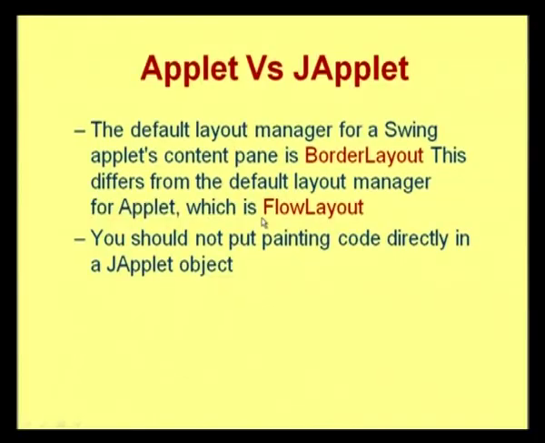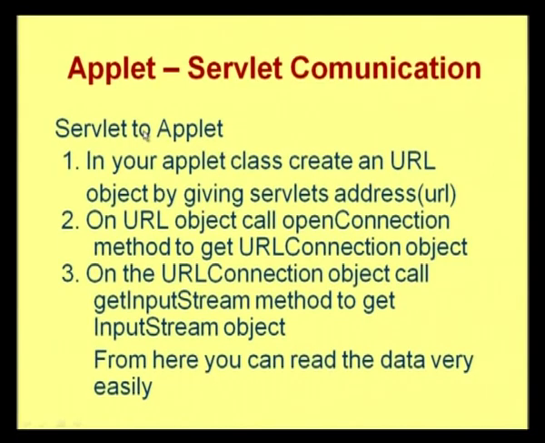Adding the component will have a parameter specifying which border, whether it should be added in north, south, east or west. I have to specify that. So you should not put painting code directly on JApplet. On applet you can have your painting being done, whereas in the case of JApplet you cannot place the painted contents directly on your JApplet.